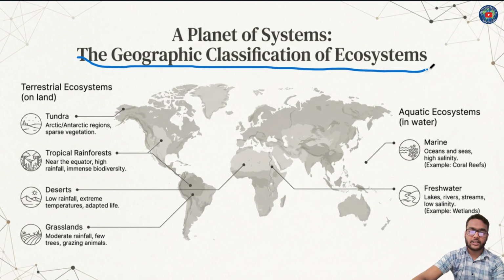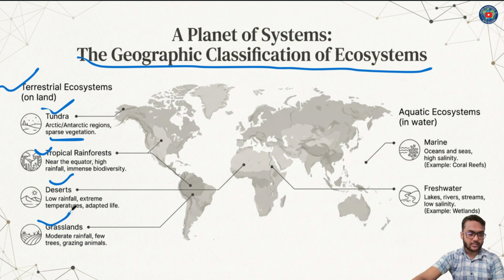Now, the geographic classification of ecosystems. Terrestrial ecosystems are on land, like tundra, found in Arctic and Antarctic regions, which contains sparse vegetation. Tropical rainforest, found near the equator, with high rainfall and immense biodiversity. Deserts, with low rainfall and extreme temperatures, where life is adapted. Grasslands, with moderate rainfall, few trees, and grazing animals.